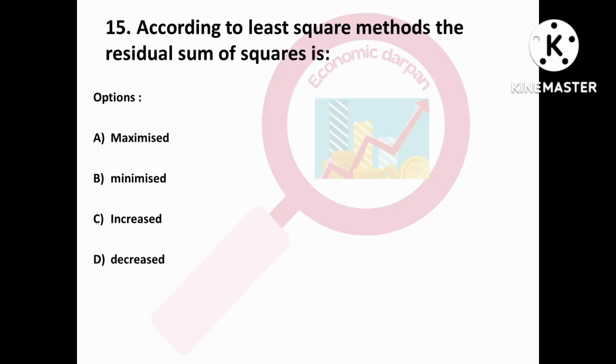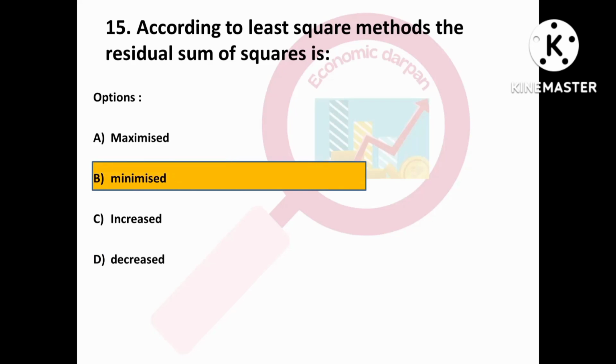Question number 15. According to the least square method, the residual sum of squares is: option A, maximized; option B, minimized; option C, increased; the option D is decreased. So according to the least square method, the residual sum of squares is minimized.